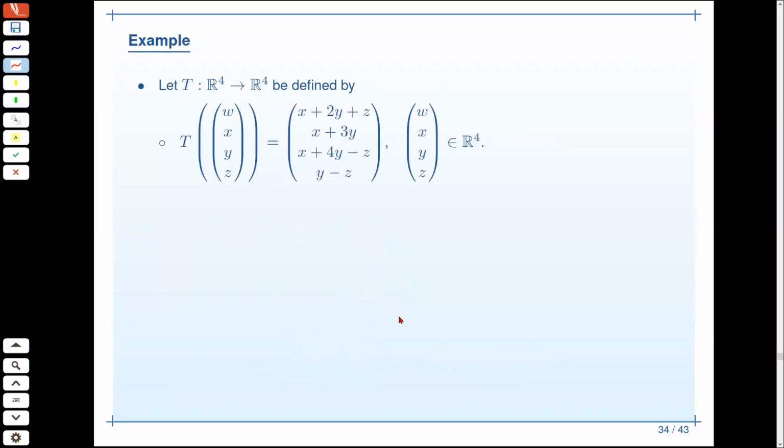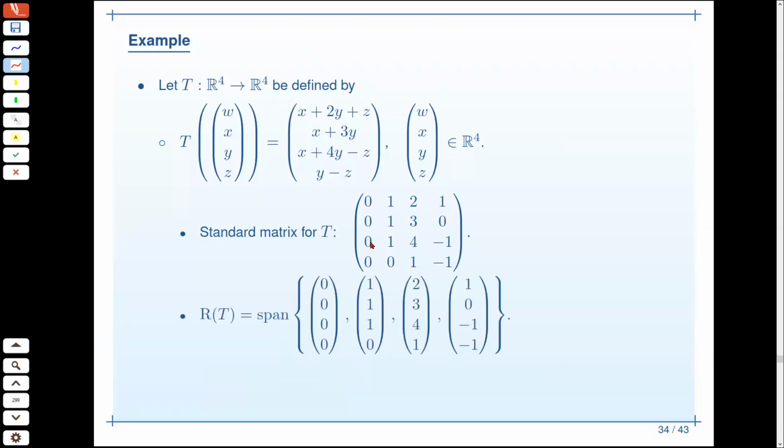So another example. I can go faster because these are just examples. This looks very complicated, but we can write down the standard matrix. Once you get the standard matrix, you see there are 4. No W means 0 here. So this is the standard matrix for T. So what are the images? The collection of all the images is just the span of the columns of the standard matrix. But the 0, 0 you can ignore. So the range of T is the span of these 4 vectors.